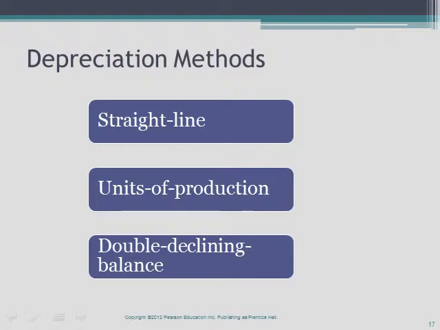There are three main depreciation methods: straight line, units of production, and double declining balance, which is an accelerated depreciation method. These methods allocate different amounts of depreciation to each period. However, they all result in the same total amount of depreciation over the life of the asset, which is the asset's depreciable cost.